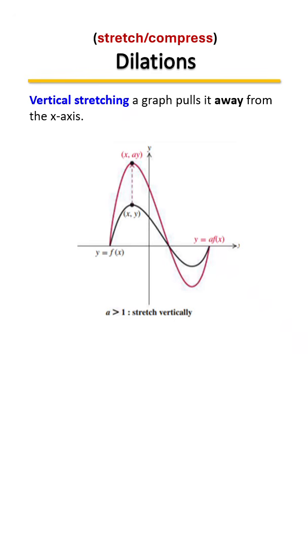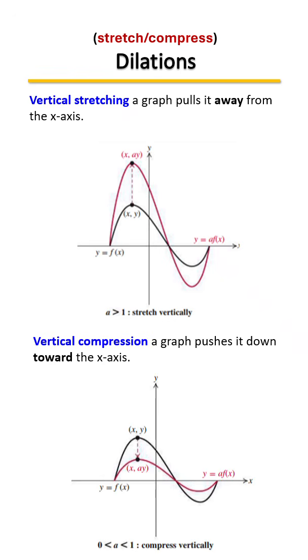Now we're going to look at dilations, which are stretches and compressions. We'll start with vertical. A vertical stretch is like grabbing hold of the handles of a graph and pulling it up and away from the x-axis. And a vertical compression is the opposite. It's when you take hold of the handles and push it down toward the x-axis.